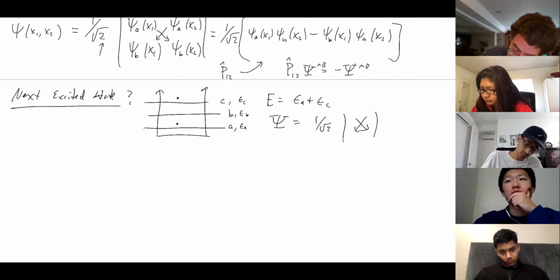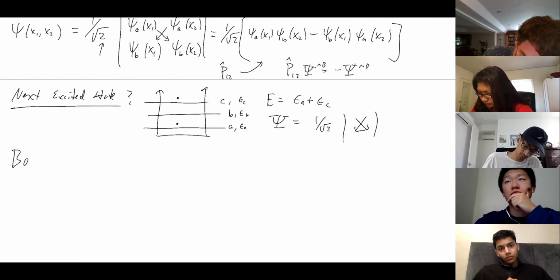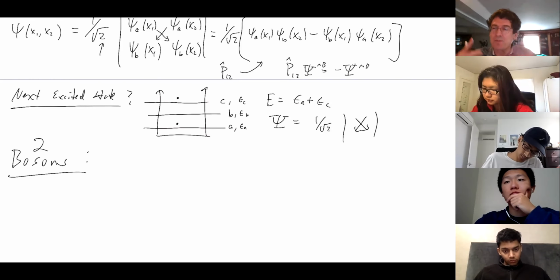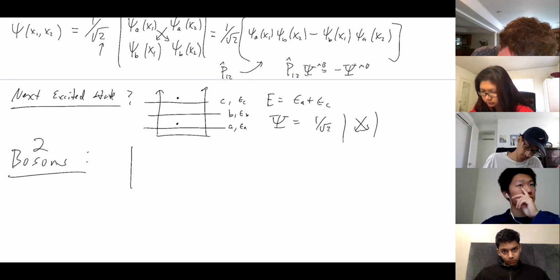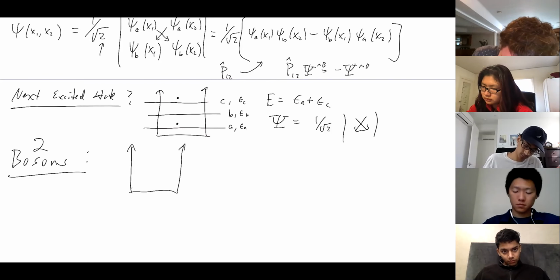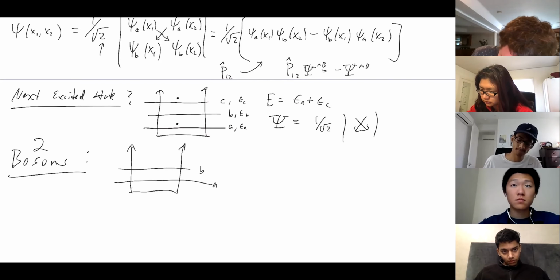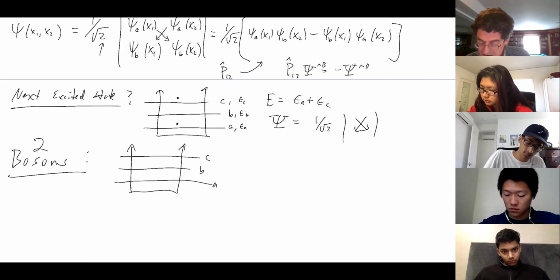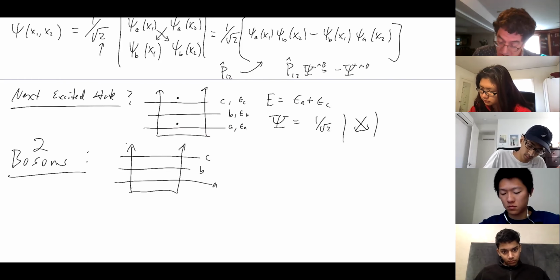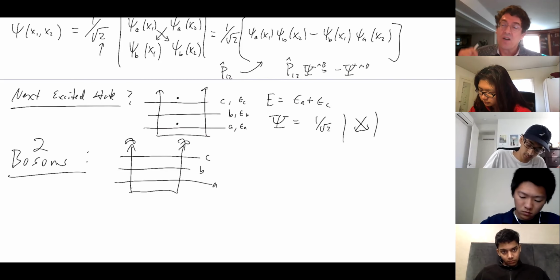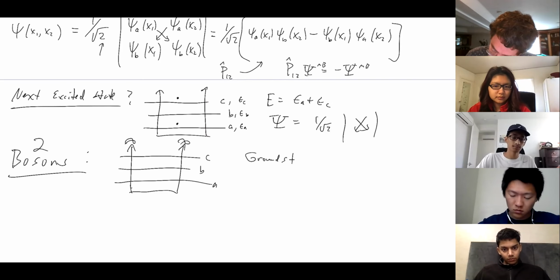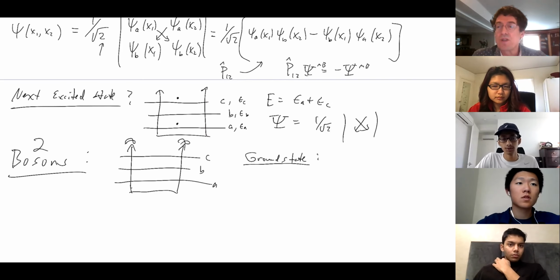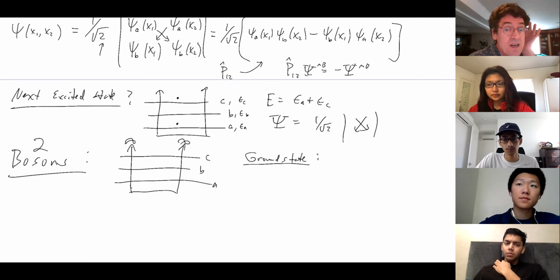So now let's consider bosons. Two bosons. Let's take those same states, but now suppose they're bosons, and let's construct the wave function. I have these three states, A, B, C, and I have two bosons. What's the ground state? What's the lowest energy state? Is to put them where? Say it again? Both in A.